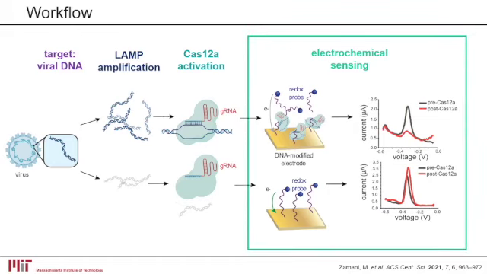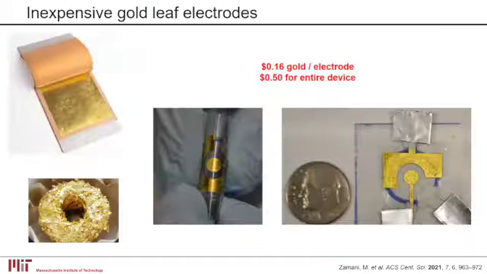So let's start with the electrochemical component. How do we modify a surface with DNA to get this specific signal? The first thing Marjan did was develop these really cool, inexpensive electrodes that require only about 16 cents worth of gold and 15 cents for the entire device. And these are based on gold leaf.